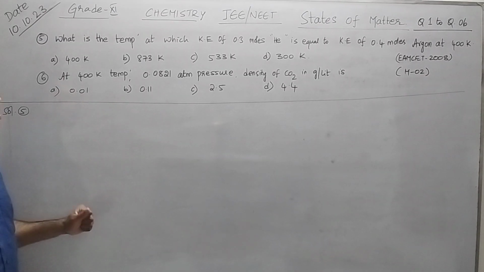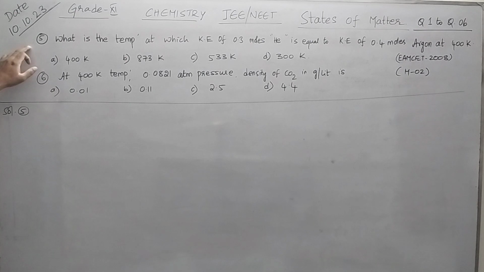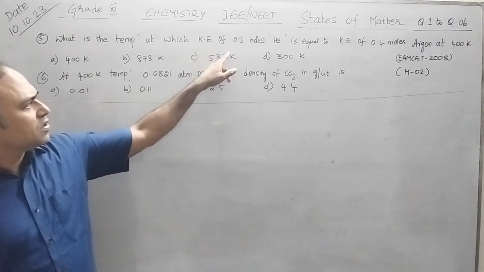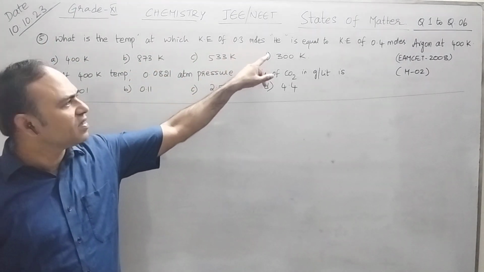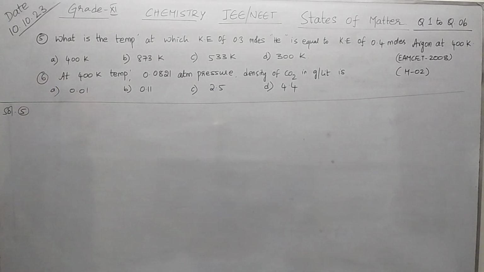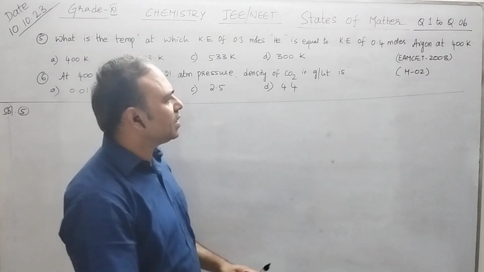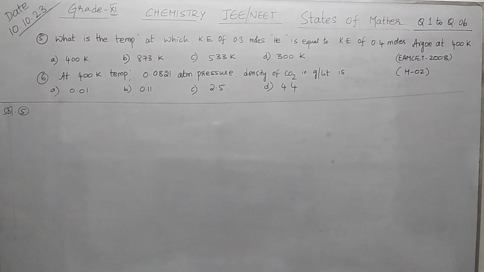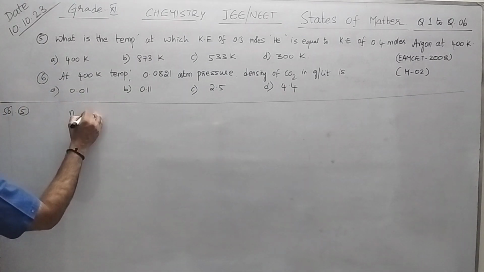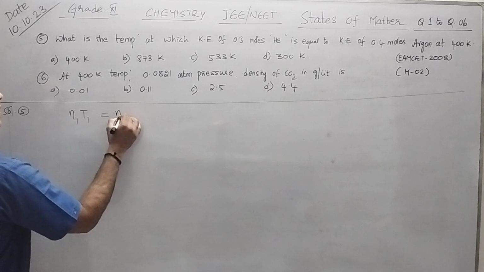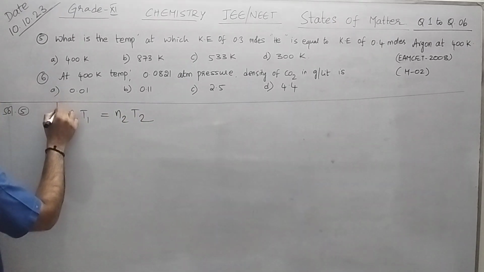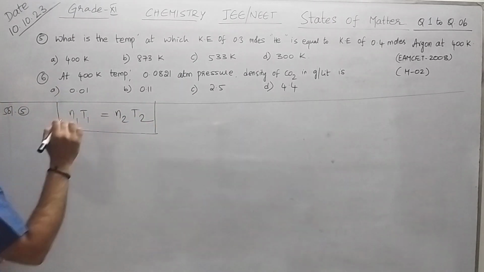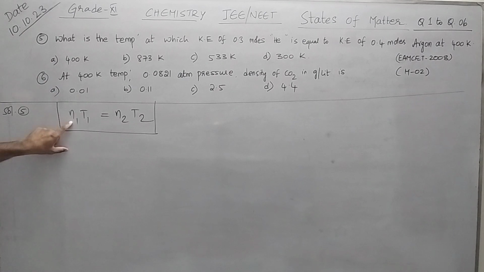Now let us solve 5 and 6. Fifth one: what is the temperature at which the kinetic energy of 0.3 moles of helium is equal to the kinetic energy of 0.4 moles of argon at 400 Kelvin? It was asked in MHT CET 2008. Now, number of moles into temperature we can write like this: n1 T1 is equal to n2 T2. So consider this as helium and this as argon, and substitute the values.